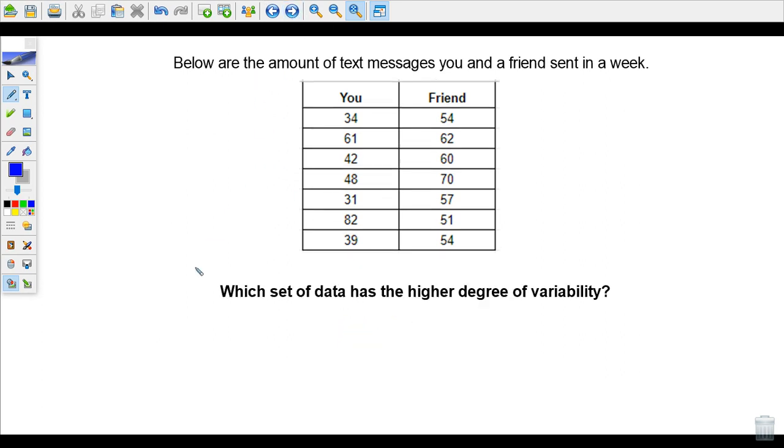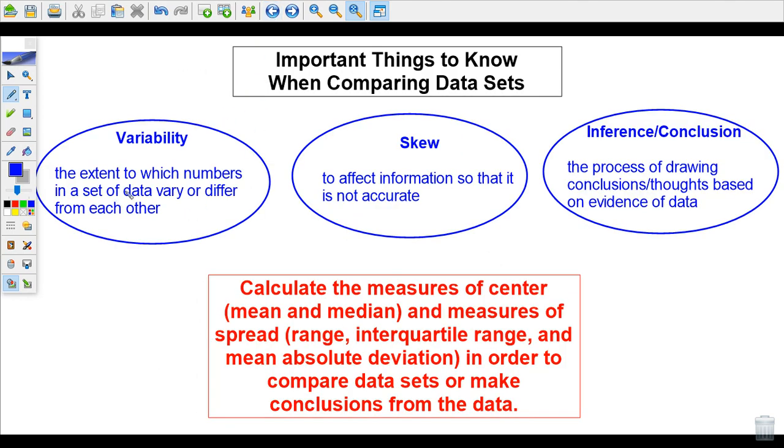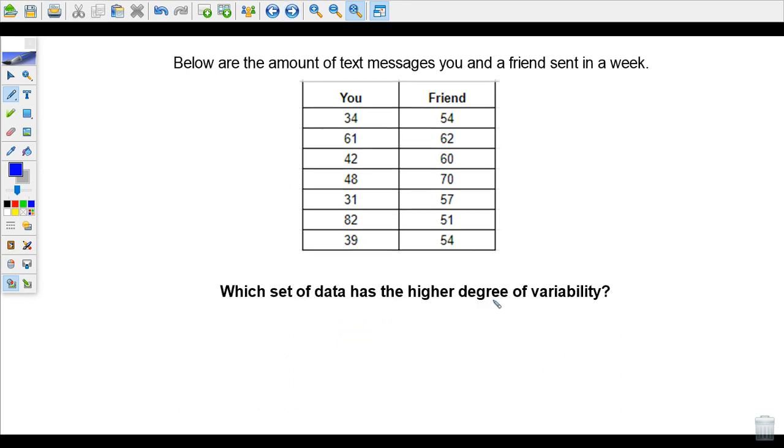So same table, but now instead of just finding, let's actually compare the two. Which set of data has the higher degree of variability? Variability, again, we go back to the first slide, how numbers differ from each other, how they vary, how they differ. So all of these calculations would support that your text messages have the higher degree of variability.